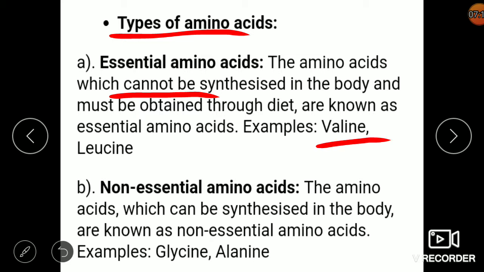Example, valine and leucine. Now non-essential amino acids are the ones which can be synthesized within the body, so we need not take them from outside. Our body itself can produce them, and hence they are non-essential. Example, glycine and alanine.